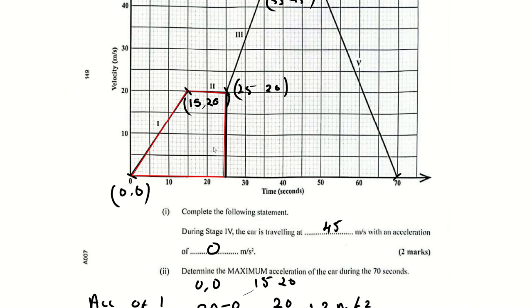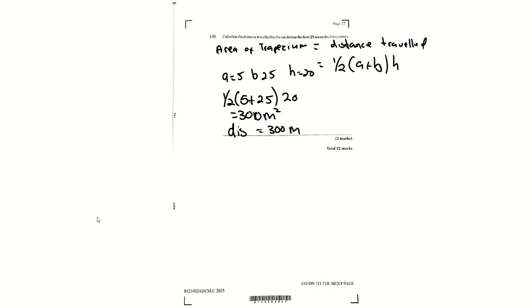And then it would be 25 plus 10, which is 35. So a half of 35 by your height, which is 5, 10, 15, 20, by 20. Alright, that's what I have here. A half by 5 plus 25 by 20 is 300. So your distance traveled would be 300 meters. And that is how you would do this question.